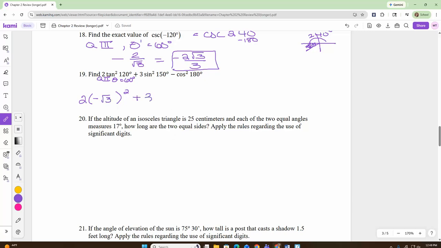Plus 3, sine of 150 squared. So 150 is in quadrant 2. In quadrant 2, sine is positive, so we're good there. Reference angle, 180 minus 150 is 30. What's the sine of 30?